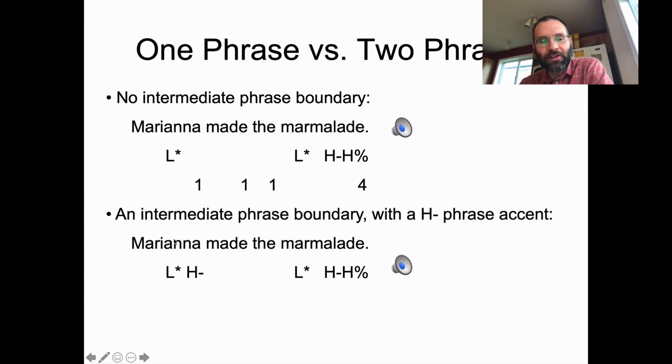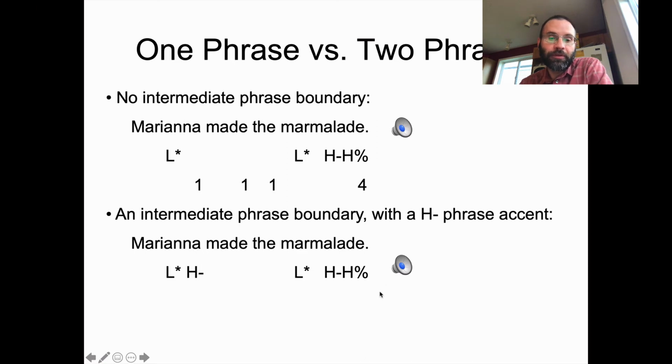So the stressed syllable of Mariana is the third syllable, the A of the Anna part. That has a low star here. But it bounces up really quickly after it. And if you get a sense of a pause here, that's an H dash.